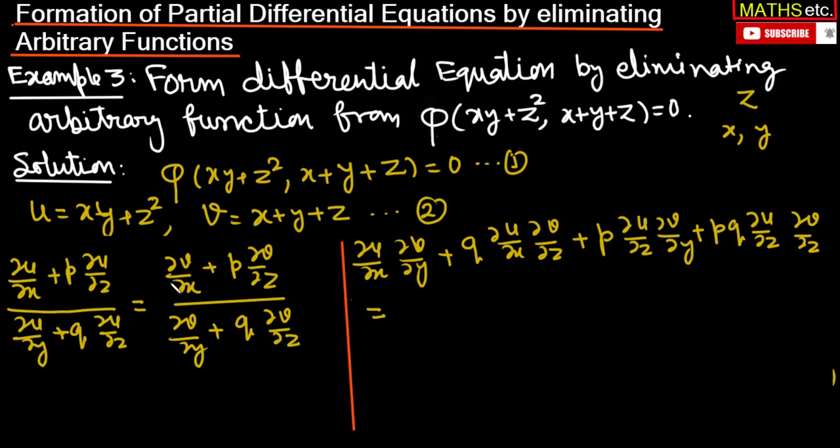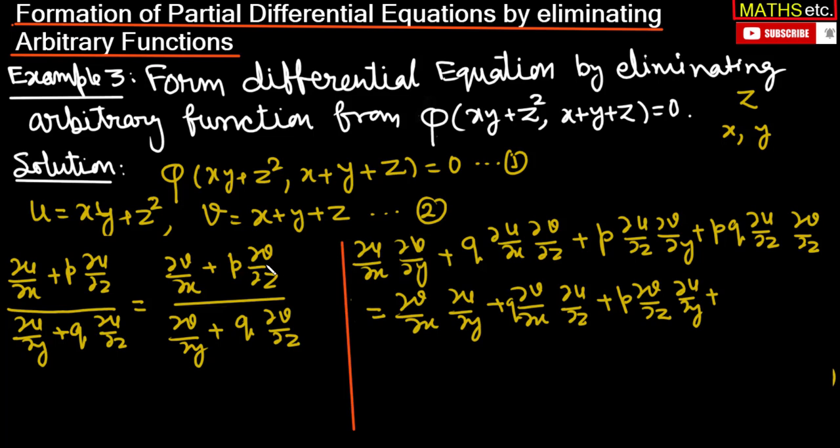equals, cross multiplying here, del v over del x multiplied by del u by del y, plus del v by del x multiplied by q del u by del z. Second term, p del v by del z multiplied by del u by del y. And lastly, pq del v over del z multiplied by del u over del z. So let us further simplify it. All these p and q terms, we are bringing them to the right hand side.